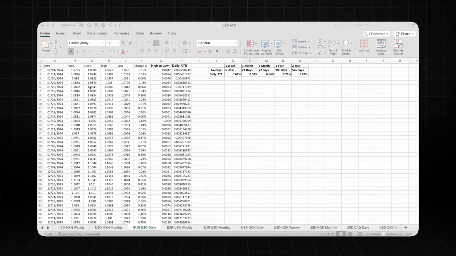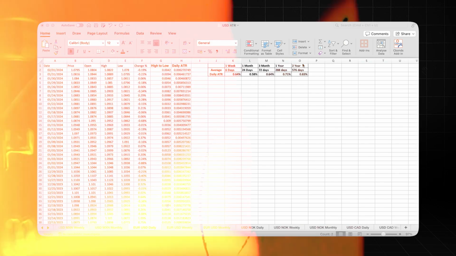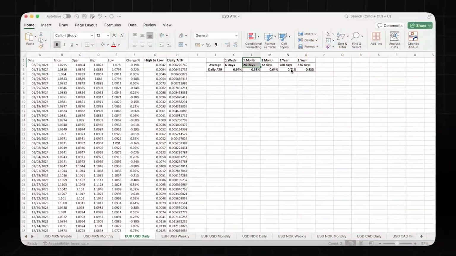So let's look at the historical volatility of Euro USD. We have the daily data of the currency pair going back for the past 10 years. What we can calculate is how much the currency pair has fluctuated over the past 1 week, 1 month, 3 months, 1 year, up to 2 years. You want to focus on volatility over the past 1 year because it gives you enough data to know how much it is fluctuating every day over 12 months. 0.71% is the daily volatility of Euro USD.